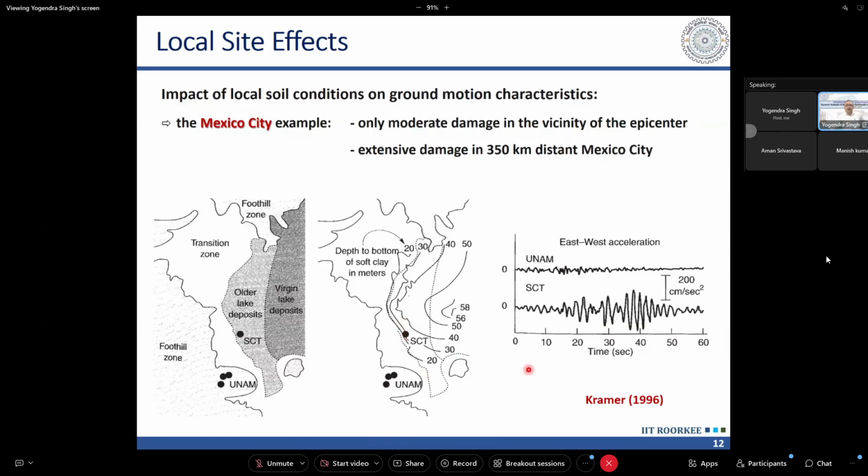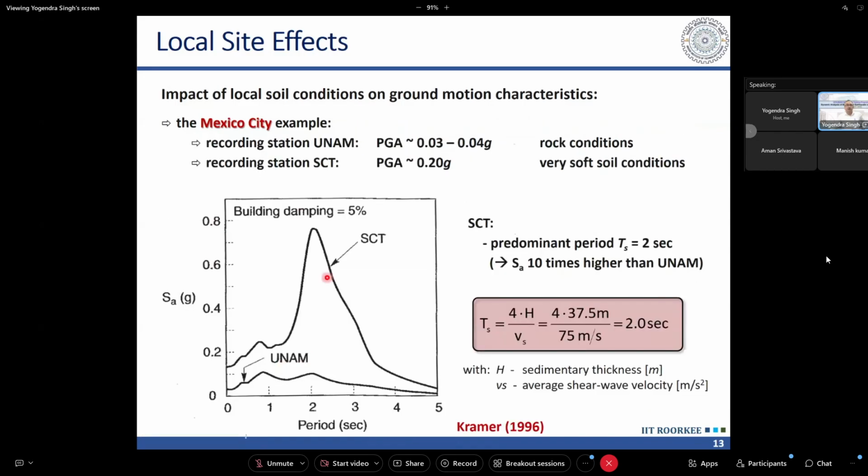But very importantly, the most important effect we saw was on the response spectrum. So if you look at the response spectrum of the motion recorded at UNAM, this is the response spectrum. But in the response spectrum recorded at SCT, there was an amplification corresponding to 2 seconds. And for this 2 seconds, we can do a simple calculation for the period of the soil column of 30 meters. Here it is done for 37.5 meters. So it comes out to be exactly 2 seconds. So corresponding to 2 seconds, we got the peak.